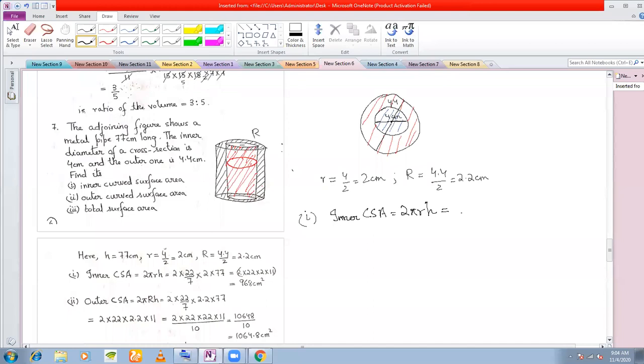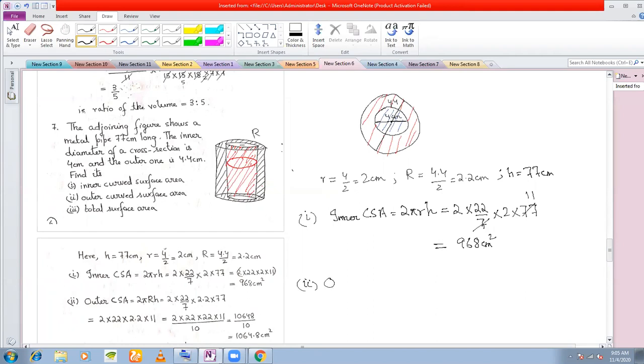And simply put the values. Since they haven't specified any value of pi, put pi equal to 22 by 7. The radius is 2 and the height is 77, as given here. Height is given to you as 77 centimeters. Then you can cancel here, and what you get is 968 centimeter square on multiplication.